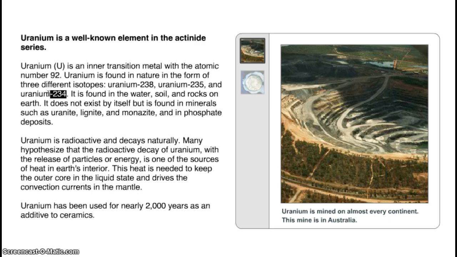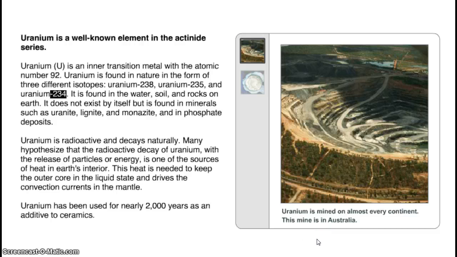Uranium is found in the water, soil, and rocks on Earth. It does not exist by itself, but is found in minerals such as uraninite, lignite, and monazite, and in phosphate deposits. Uranium is radioactive and decays naturally. Many hypothesize that the radioactive decay of uranium, with the release of particles or energy, is one of the sources of heat in Earth's interior. This heat is needed to keep the outer core in the liquid state and drives the convection currents in the mantle. Uranium has been used for nearly 2,000 years as an additive to ceramics.